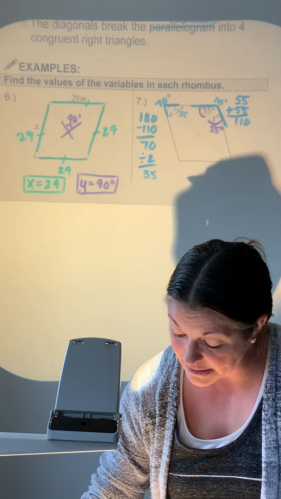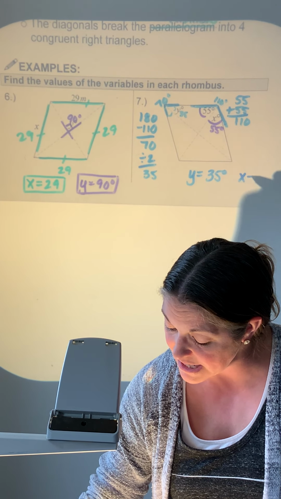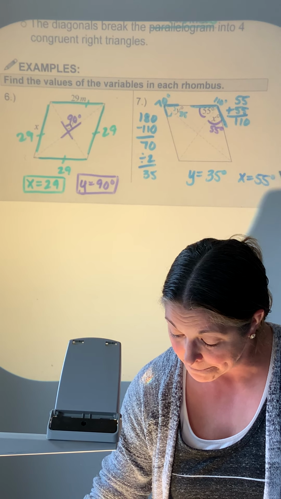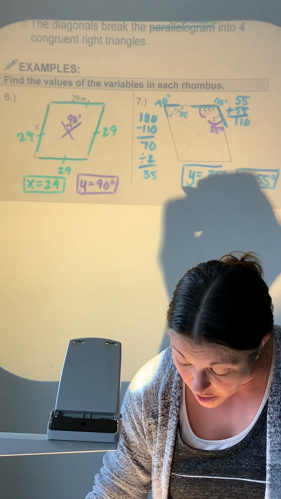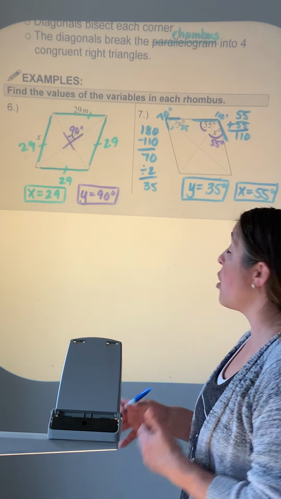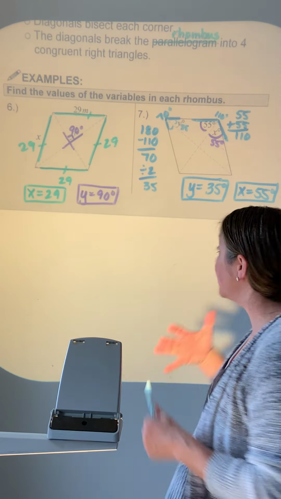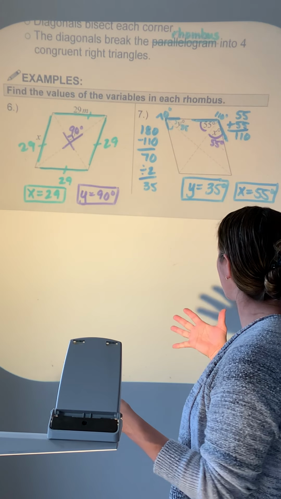It looks very tiny. Let me write that again down here. So the y is 35, and up top there, the x is 55. Now that is just one way I could do that. That was me just relying on my knowledge of the parallelogram and this idea of the diagonals bisecting each other.